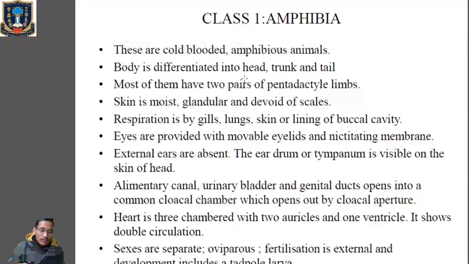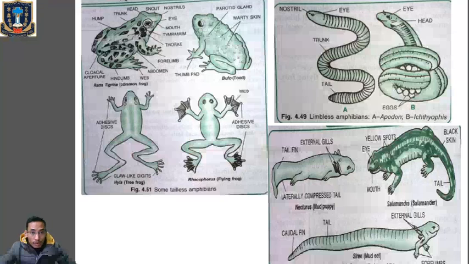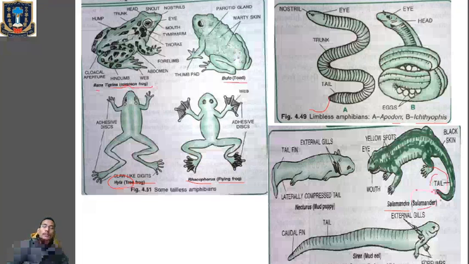Now let's see the examples of class Amphibia. We have the common frog, the scientific name is Rana tigrina. We have Bufo, common name toad. We have the tree frog, the scientific name is Hyla. Then we have Rhacophorus, the flying frog. Then there are a few limbless amphibians, without limbs, which are called Apoda, like Ichthyophis. Then we have the tailed amphibians, for example Salamandra, common name Salamander, where the tail is present. So these are a few examples of class Amphibia.